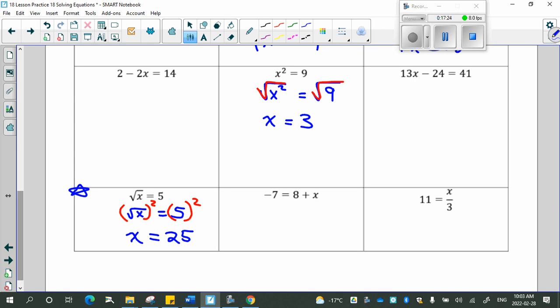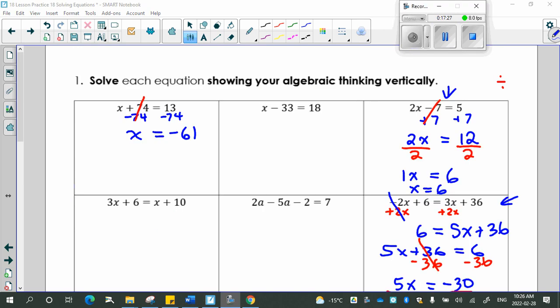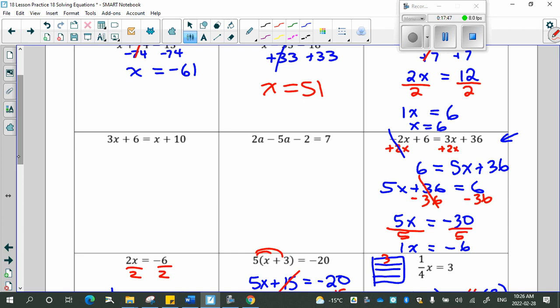Okay, so I'm going to pause it for now. We're going to go back. So just starting off, I'll fill these in for the people at home. Everyone was good with adding 33 to both sides and crossing off your zero pair. And that gives you 51.